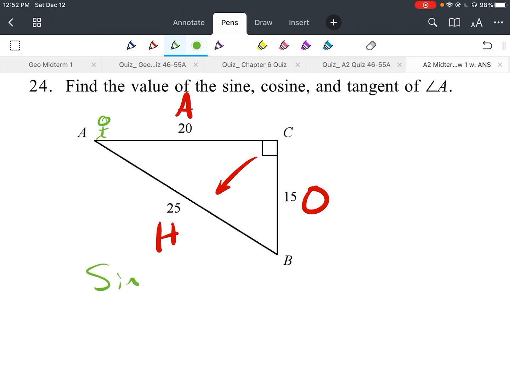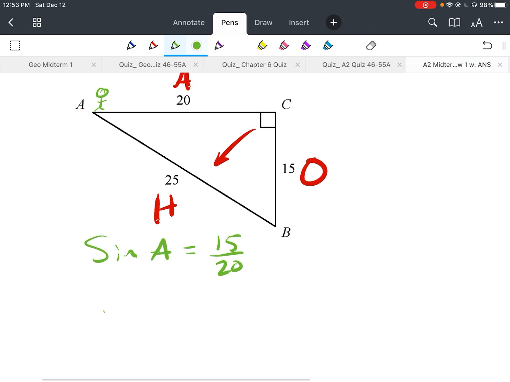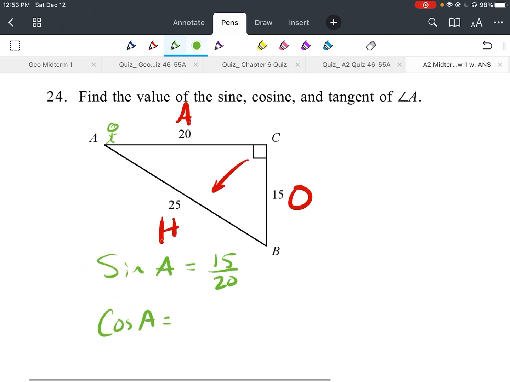So sine is opposite over hypotenuse. So sine of A, or angle A, you could say. Sine of angle A equals the opposite. So that's 15 over 20. Cosine next. Cosine of A equals, yep, it's cosine. So this is adjacent over hypotenuse, ka, remember? So ka, and then toa. Soh cah toa. All right.